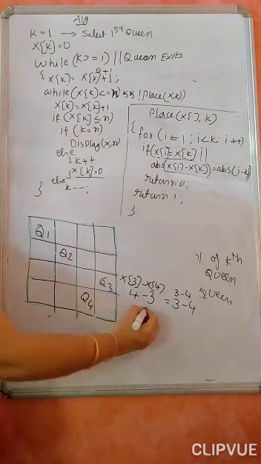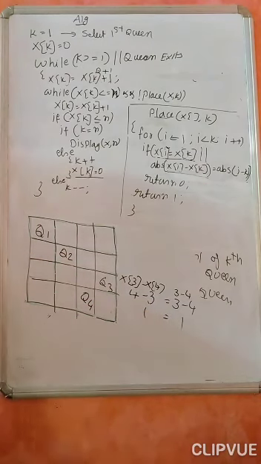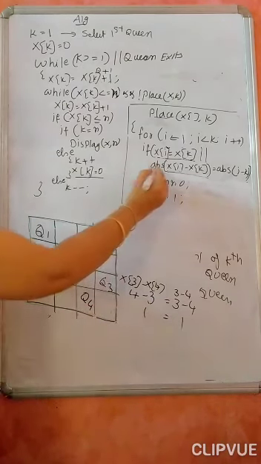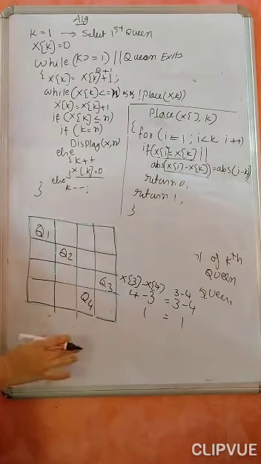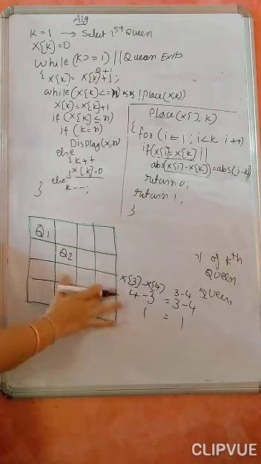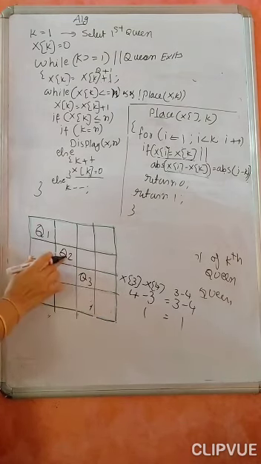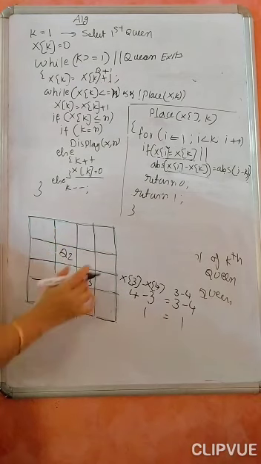Okay, so this is 1, this is 1. When I take the ABS value, that will become 1. So there is a diagonal attack. Now I will consider this particular situation. I will place the q3 here. Here also there is a diagonal attack.